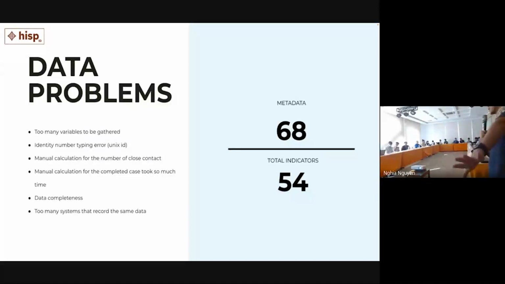And then data completeness, this is one problem we found because one tracer needed to find 14 people in one day, 2 years ago. Okay, there were too many systems to record the same data. We found that we had 5 systems collecting the same data in other ministries, and internally in the Ministry of Health too.